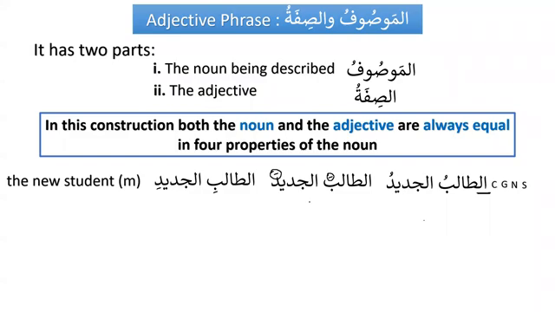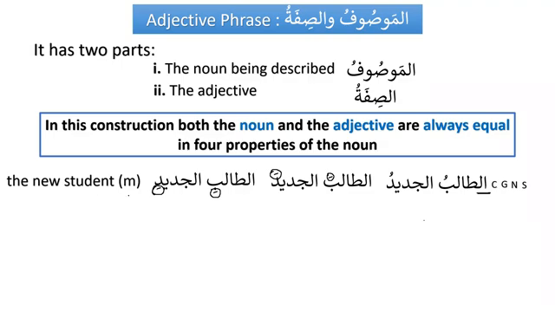Similarly, if the ending changes because of harf jar or any other reason, and it becomes majroor, then both of them are supposed to be majroor. We cannot make one marfu and one majroor, that is not possible. They must be equal in capacity, gender, number, and status. In this case, we can see the first one, at-talibu al-jadidu, the second one, at-taliba al-jadida, and the third one, at-talibi al-jadidi. All these phrases are equal in capacity, gender, number, and status.